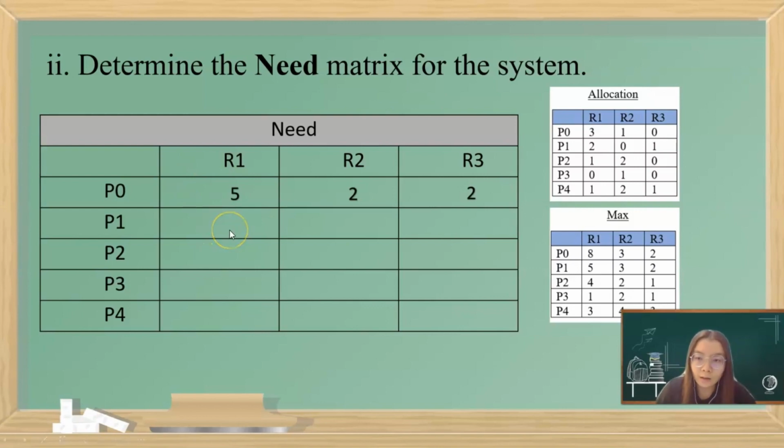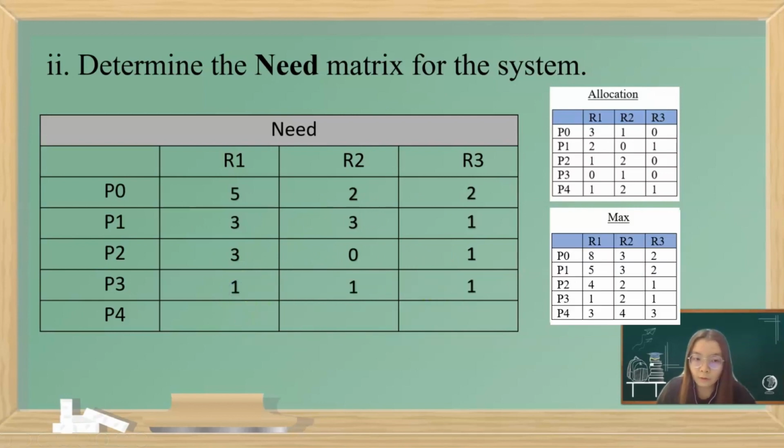We use the same way for all the needs. Here we get 5 minus 2, which is 3. And 3 minus 0, which is 3. And 2 minus 1, which is 1. And down here is 3, 0, 1. And here is 1, 1, 1. And the last one, for P4, we get 2, 2, 2. So this is the way to find the need.